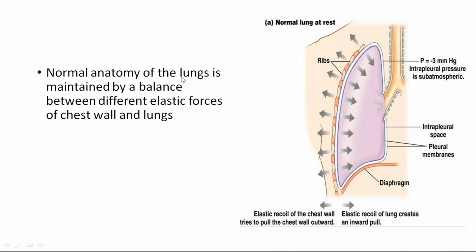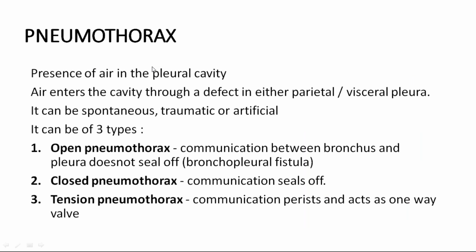And the normal anatomy of the lung is maintained by a balance between the different elastic forces of the chest wall. The elastic recoil of the chest wall tries to pull the chest wall outward, whereas the elastic recoil of the lung will create an inward pull. And now coming to the main topic, that is pleural pathologies. First one, we'll see the pneumothorax.